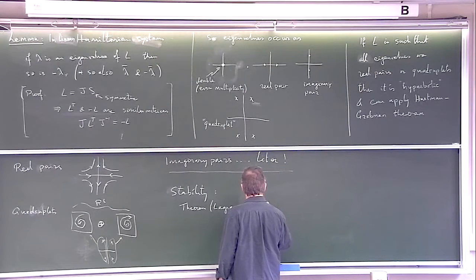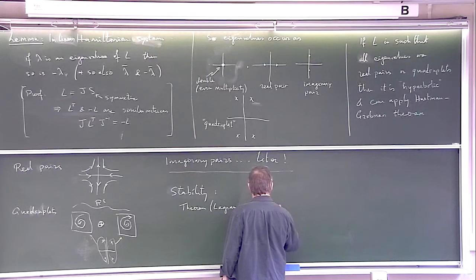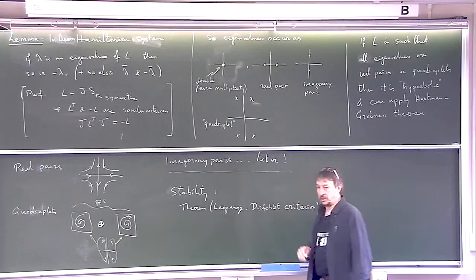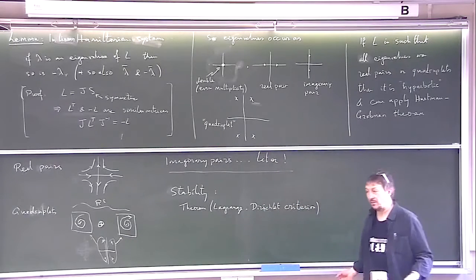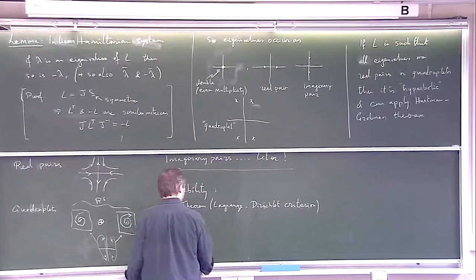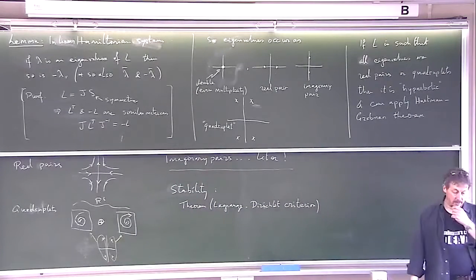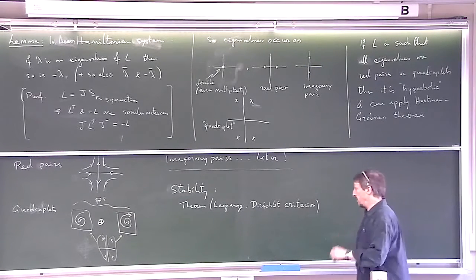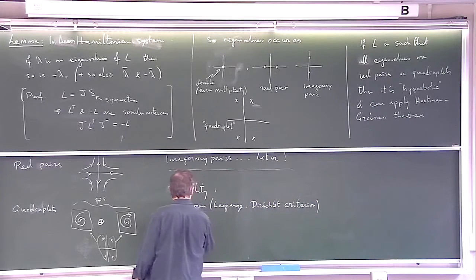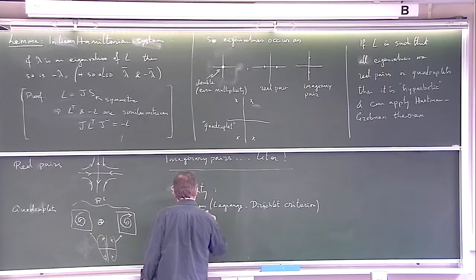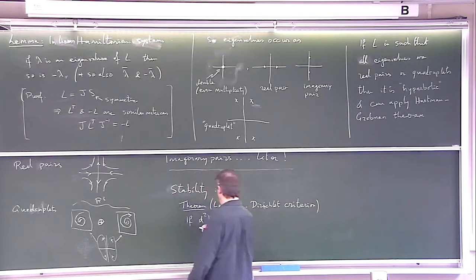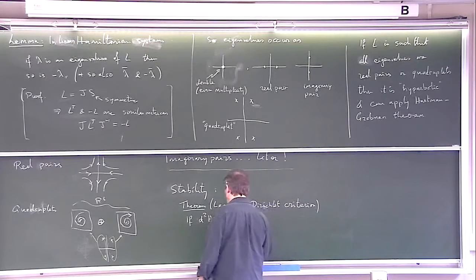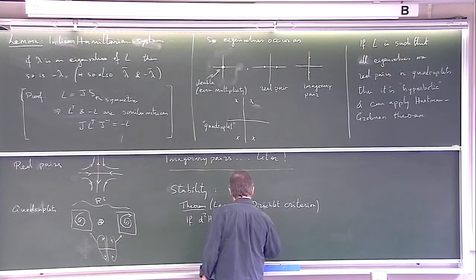And it's usually called the Lagrange-Dirichlet criterion because Dirichlet proved it. Lagrange just stated it. It was evident to him, but Dirichlet gave a proof. Dirichlet was more than 100 years after Lagrange. So the Hessian matrix is a symmetric matrix, so all its eigenvalues are real.